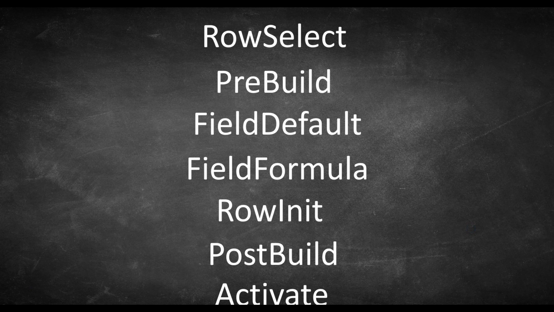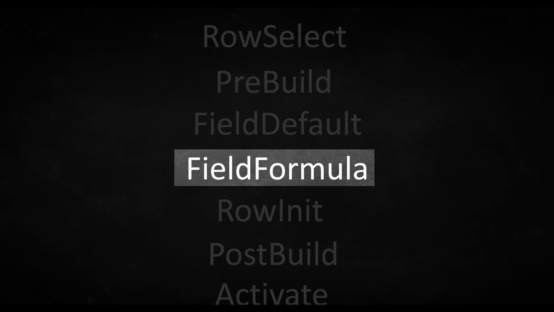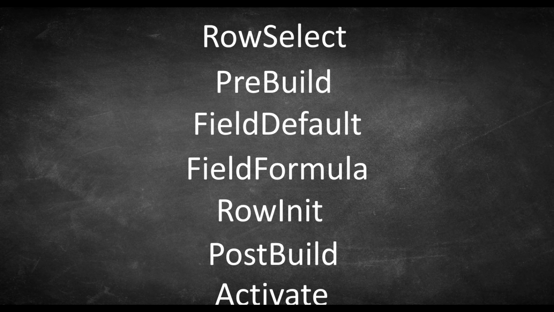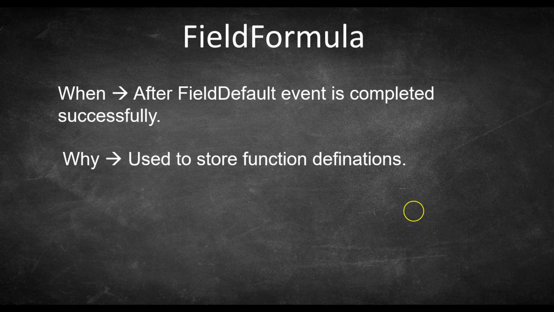Now, in this episode, we are left with just one PeopleCode event, which is field formula event. So let's discuss this PeopleCode event. Field formula PeopleCode event is initiated once the field default event has been completed successfully. And this event is often used to store the function definitions so that we can use these function definitions elsewhere in some other PeopleCode. Let us see some of the examples of how field formula is used to store the function definition.